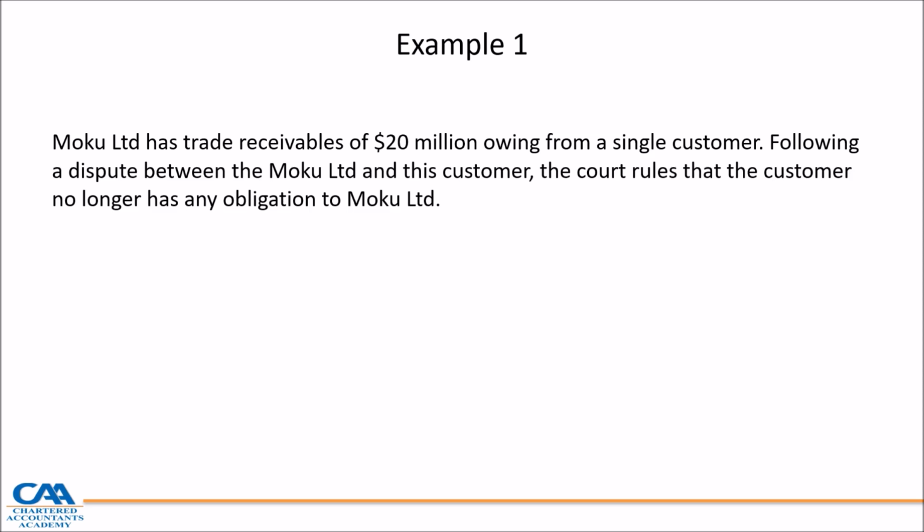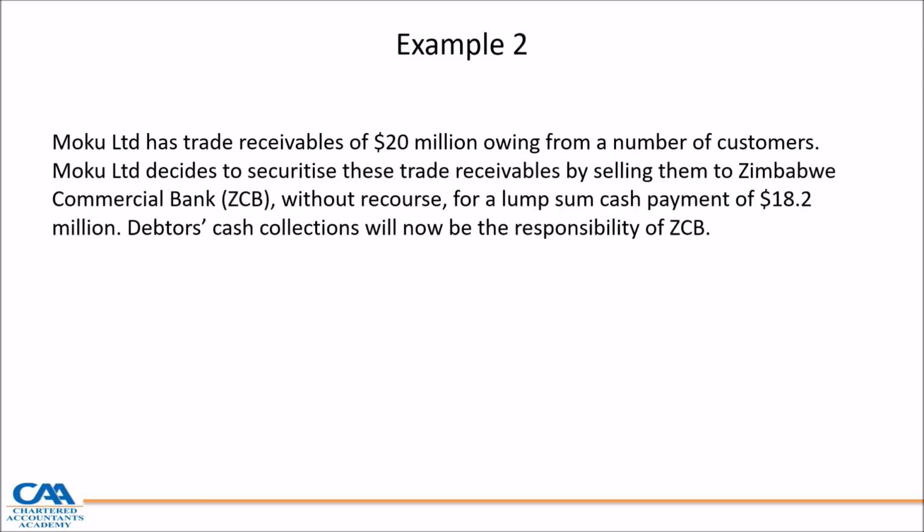With derecognition, what did we say? I want you to be applying the principles that we were talking about earlier. There's an issue of whether the right to receive contractual cash flows has expired or been transferred. And in this case, we can say that the right to the 20 million has expired. If it has expired, it therefore means that Moku needs to derecognize the debt, right?